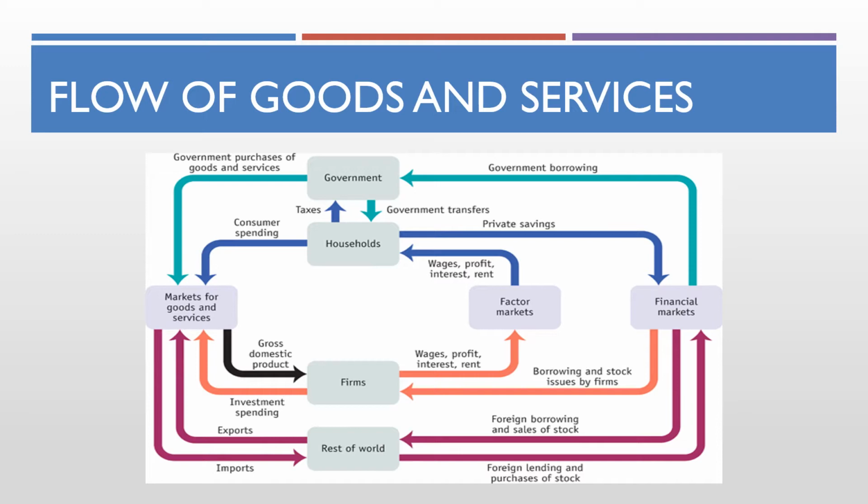So money has to go in there, and at the end, households will collect that money in the forms of wages, profits, interest, and rent. And as you can see, those are the incomes that we usually receive on a daily basis.